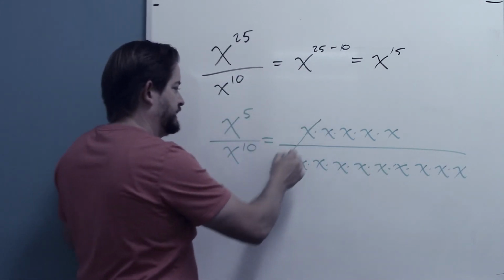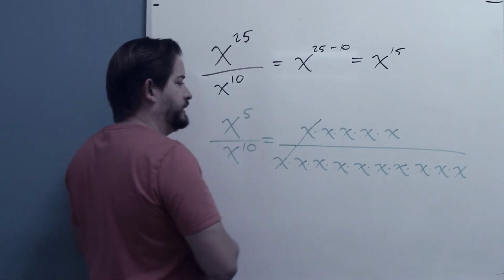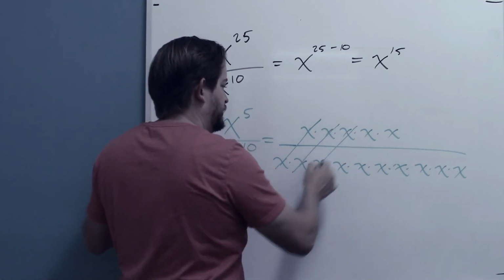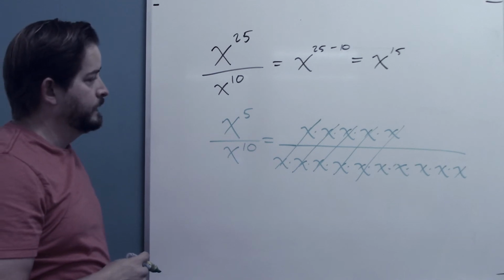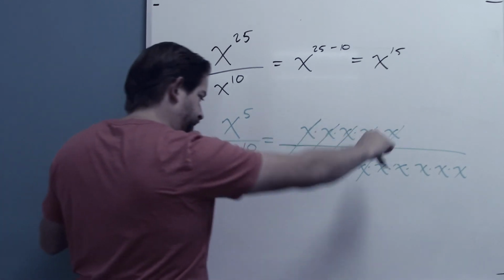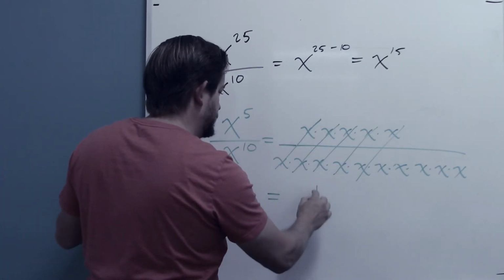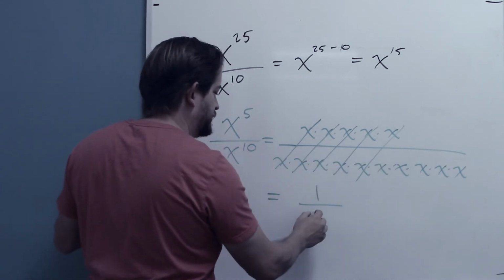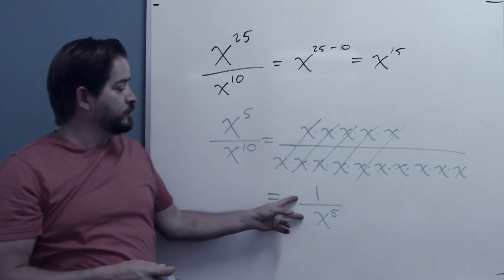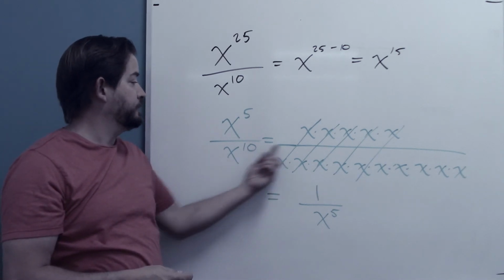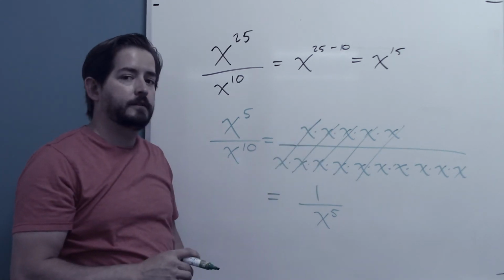If I start trying to slash these, one from the numerator kills one from the denominator, but my numerator runs out first, right? And so since everything canceled out of the numerator, I have 1 and I have 5 left over in the denominator, right? And so this is 1 over x to the 5th. It is by definition, by canceling these out, right?